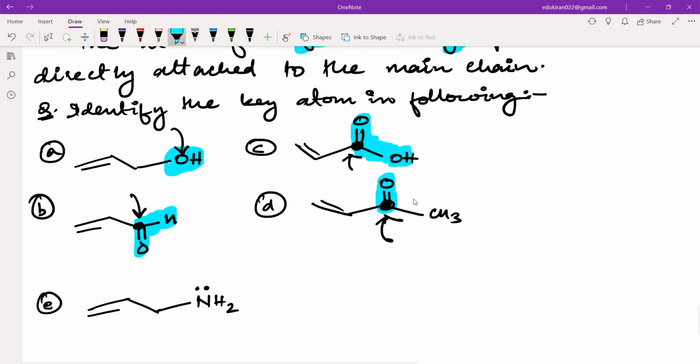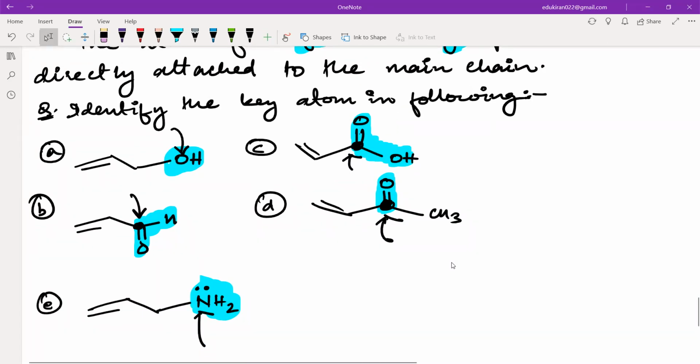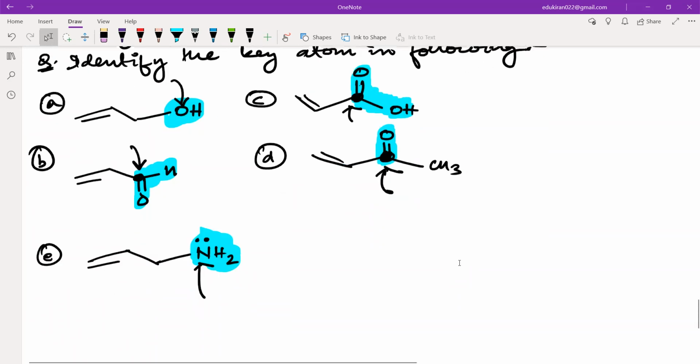Now, tell me about this. Amine, NH2 is the functional group here. The key atom will be nitrogen. Okay, fine. Have all of you written it? Yes or no? Done, sir. Okay.